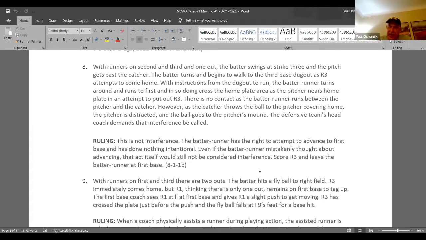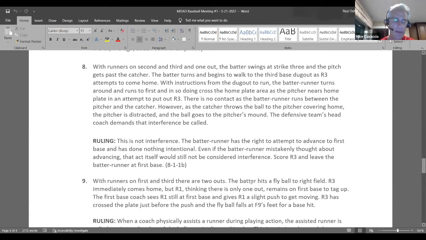And if they do make contact, that's a whole other thing. If there is contact between the batter and the pitcher, then I would penalize something. So here it says there's no contact, and the pitcher just got distracted. Question on this one.